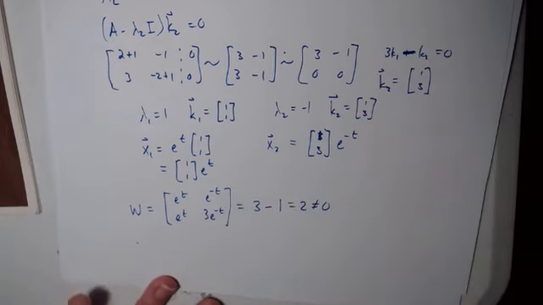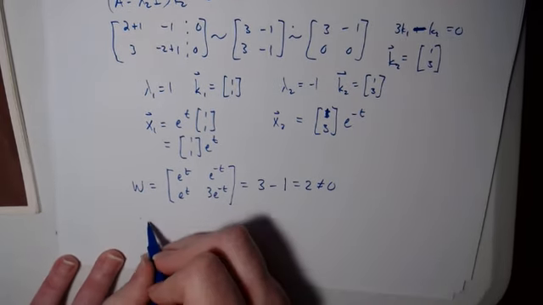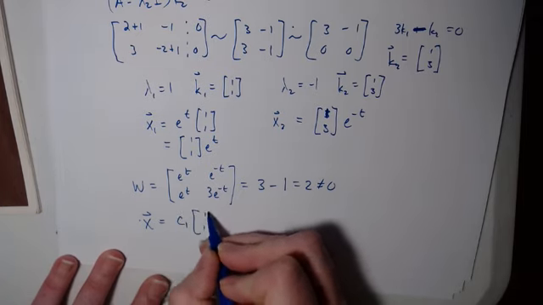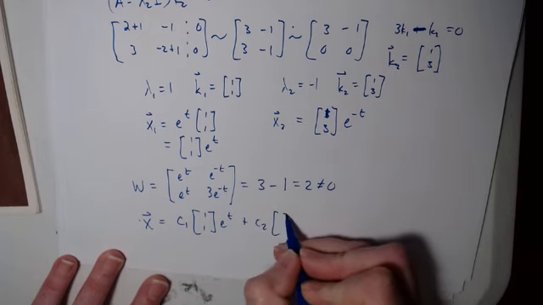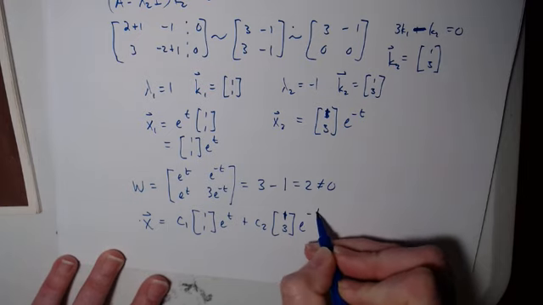So they form a fundamental set of solutions, which means that the general solution x is any linear combination of these. So c1 times (1, 1) e to the t plus c2 times (1, 3) e to the minus t.